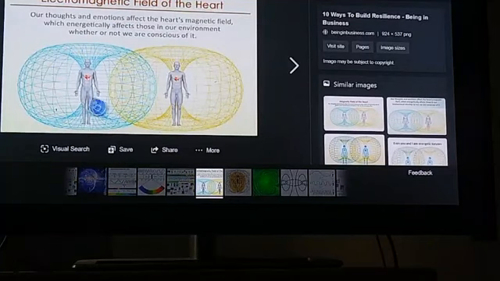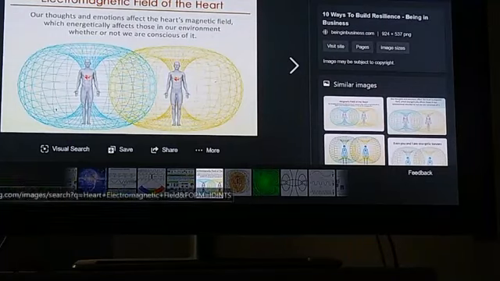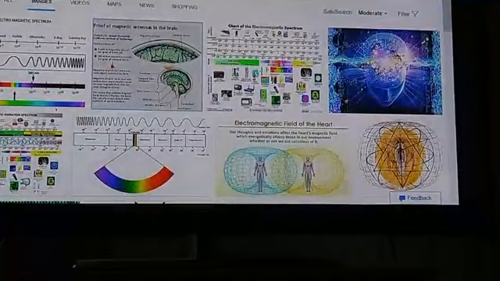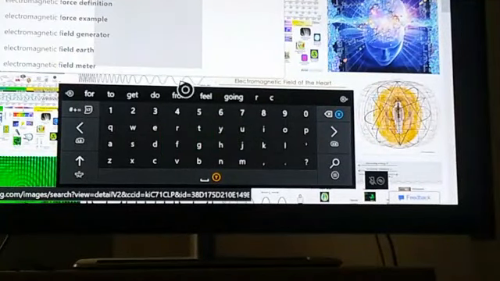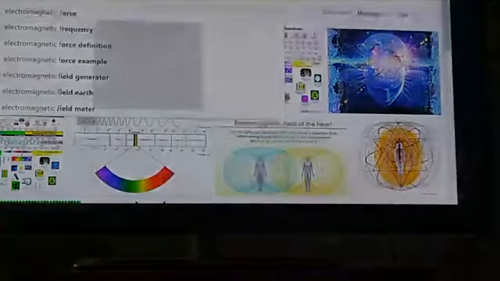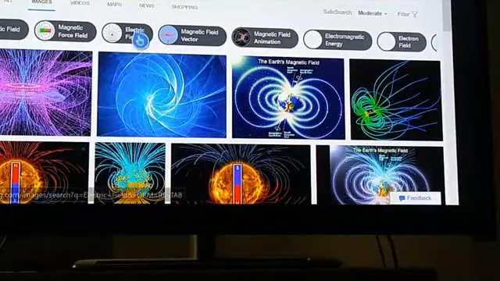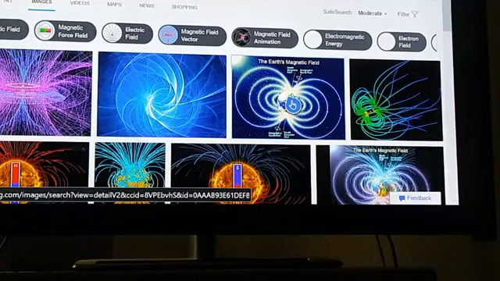You want to see something crazy? Let's go to the electromagnetic field around the Earth. This is actually where they get the Van Allen belt, the electromagnetic field, right? Check it. Look, this is the Earth and its electromagnetic field. Doesn't that look the same?